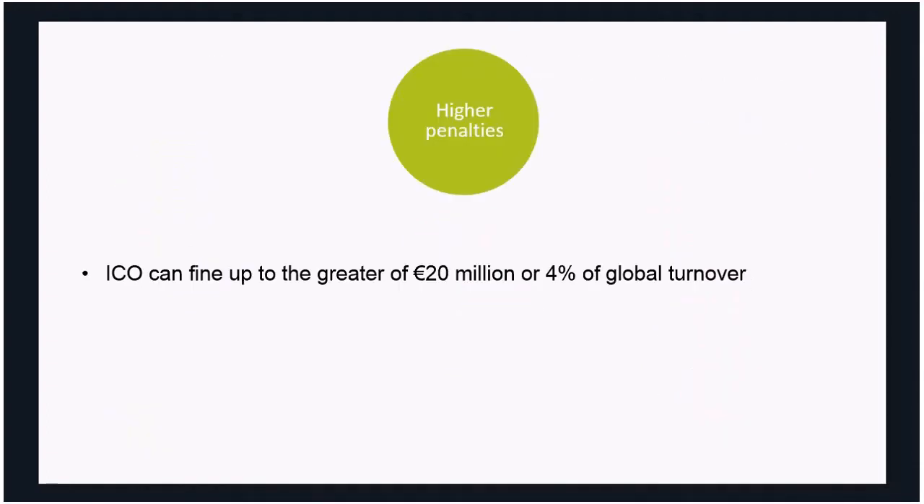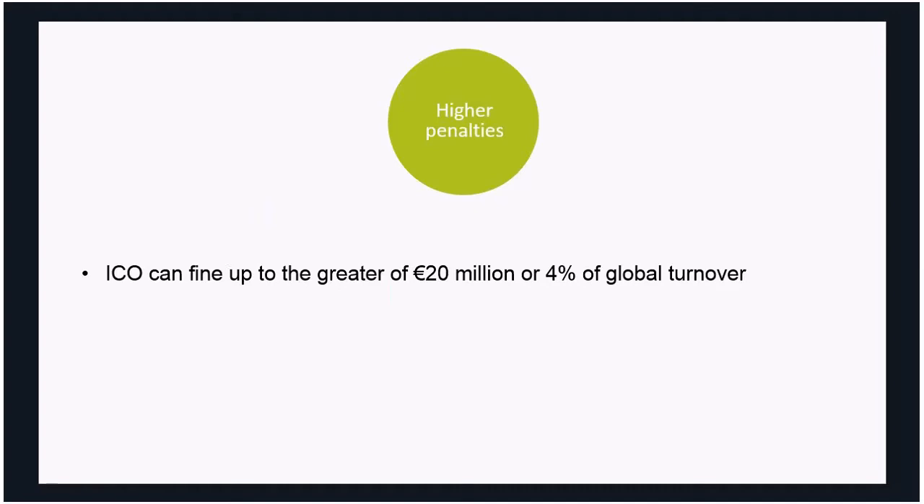Okay, so the higher penalties. Let's start with the money. Show me the money, as Tom Cruise once said. The ICO can fine up to the greater of 20 million euro, or 4% of the global turnover. Now that's a lot of money, right? Under the DPA, non-compliance could see fines of up to £500,000 imposed by the ICO, but from May of next year, when the GDPR kicks in, non-compliance could cost 20 million euro or 4% of the global turnover, whichever is the greater.